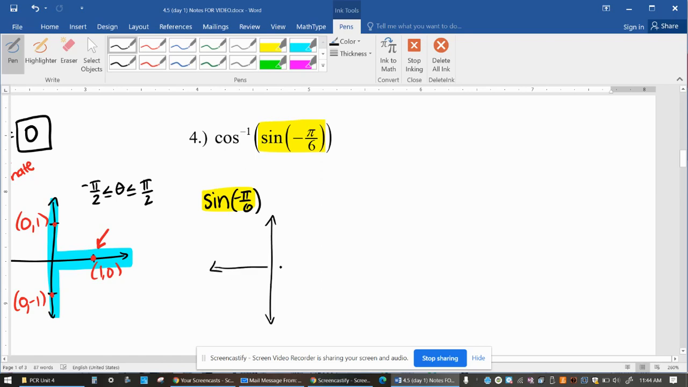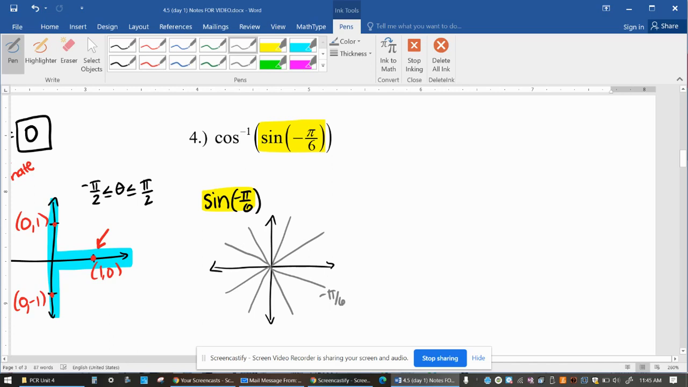So I'm going to graph the angle, negative pi over 6. That means I need to split each top half of the x-axis and bottom half of the x-axis into 6 equal parts. So this is negative 1 pi over 6.